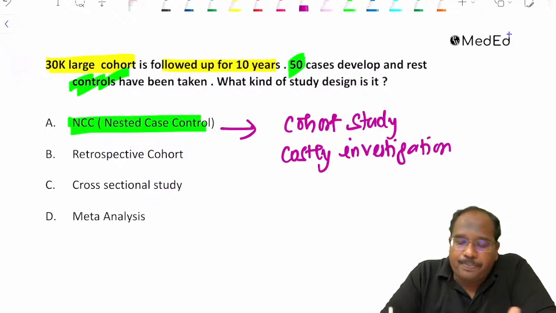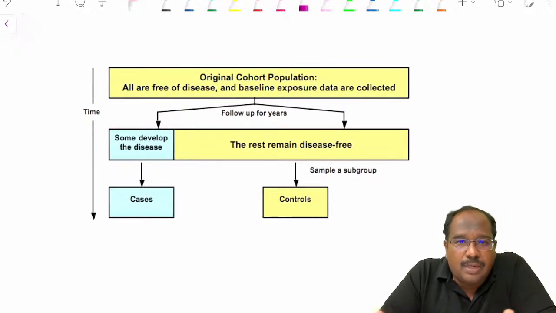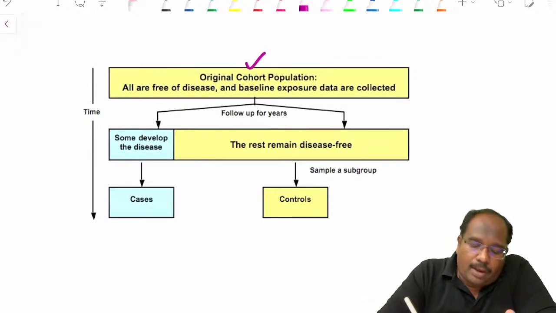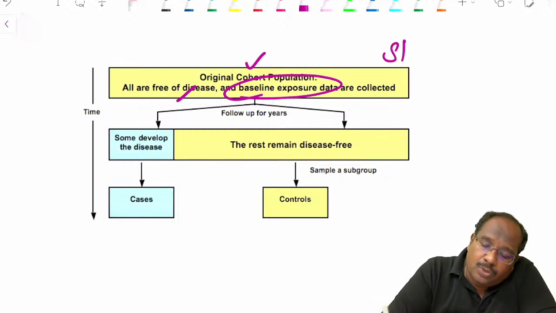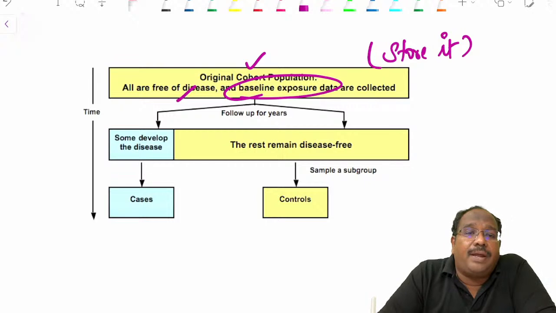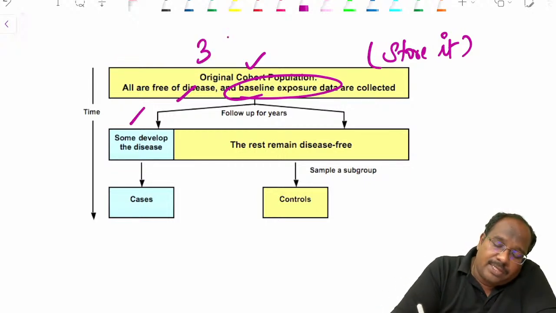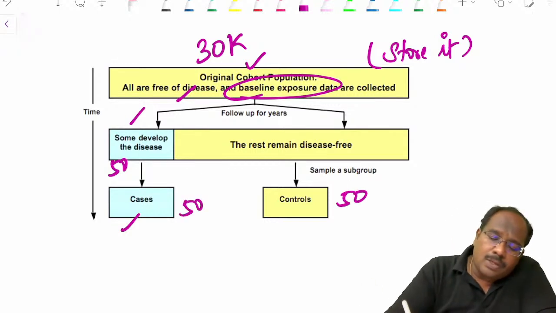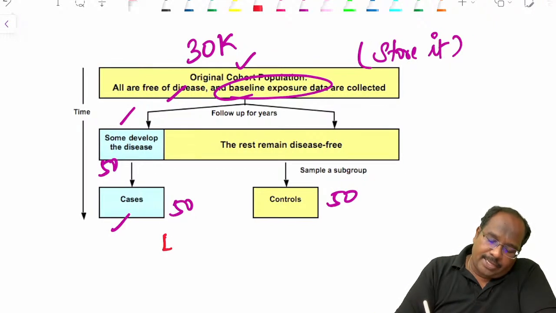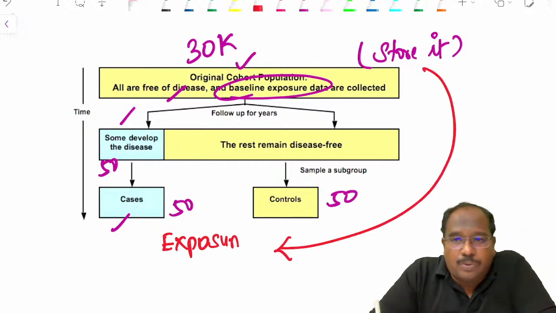You collect data. This is the nested case control study flowchart. You take the cohort, all free of the disease. Collect baseline exposure details, then store it. Then follow these people over a period of time. Some will develop disease. Of the 30K population followed up, 50 developed disease. They are taken as cases. From the remaining disease-free people you take 50 as controls. Regarding their exposure, we already collected it.